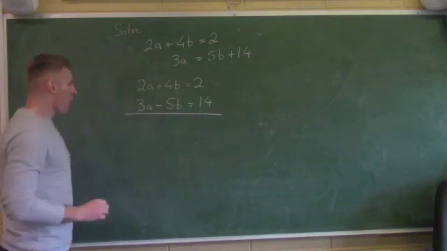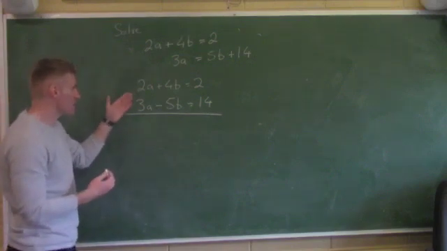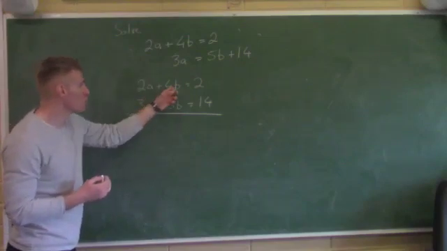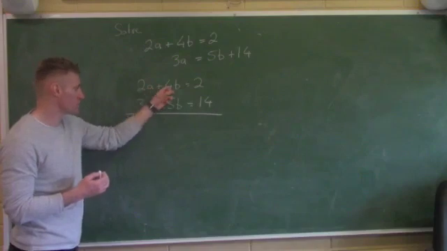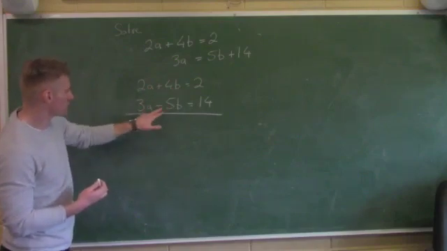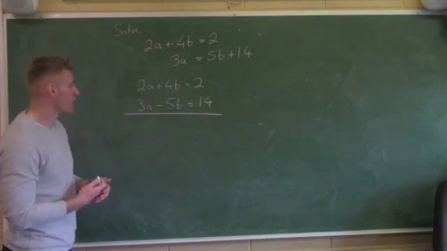Now, right, I need to get rid of something. Either I need to get rid of my a's or I need to get rid of my b's. It's impossible to solve a sum with two unknowns. I don't know this, I don't know this. I see that this is positive and this is negative, so I'm going to look at getting rid of my b's. Right?